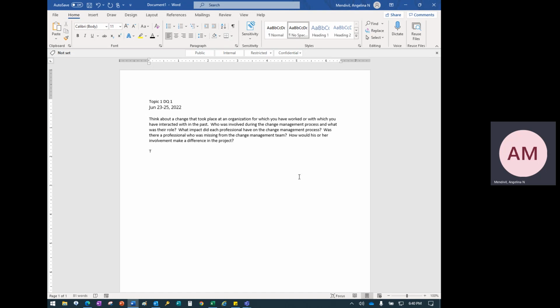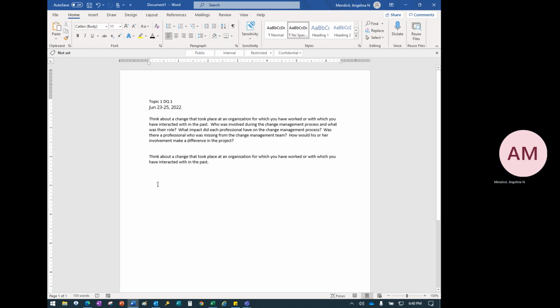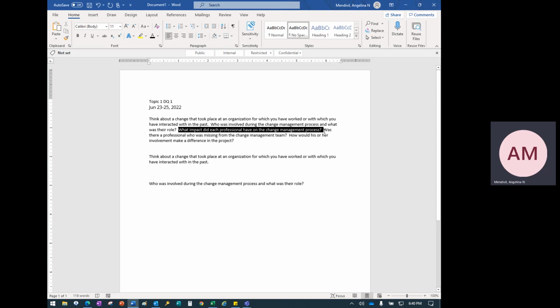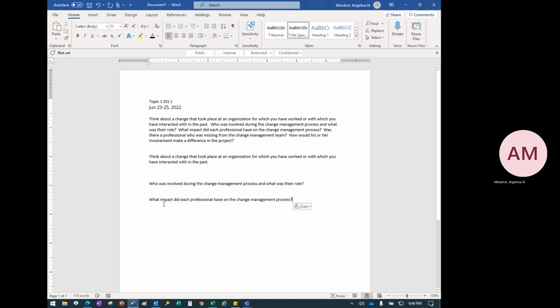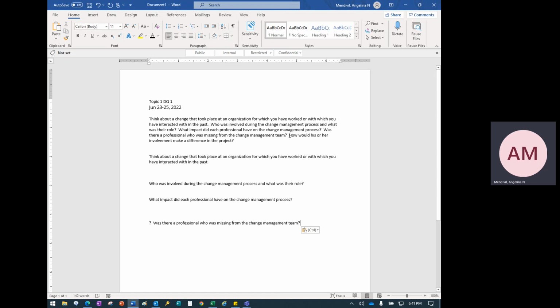So first, we're going to take the first part of this and copy it. There's the first part that we're going to answer. Who was involved during the change management process and what was their role? So this is going to be the second question. Copy that, make that a next section. What impact did each professional have on the management process? Was there a professional who was missing from the team? How would his or her involvement make a difference in the project?